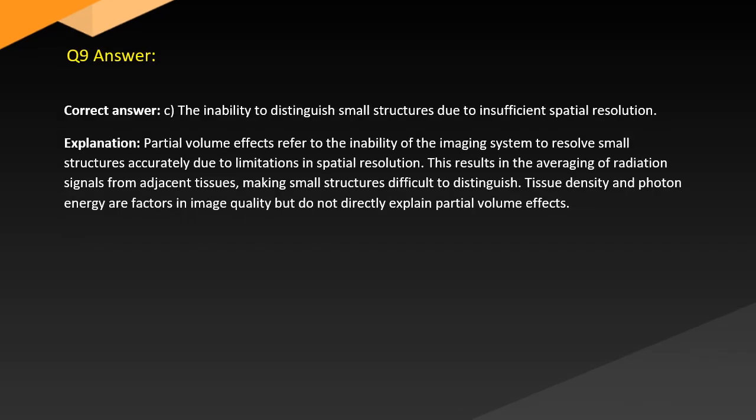Answer. Correct answer: C. The inability to distinguish small structures due to insufficient spatial resolution. Explanation. Partial volume effects refer to the inability of the imaging system to resolve small structures accurately due to limitations in spatial resolution. This results in the averaging of radiation signals from adjacent tissues, making small structures difficult to distinguish. Tissue density and photon energy are factors in image quality but do not directly explain partial volume effects.